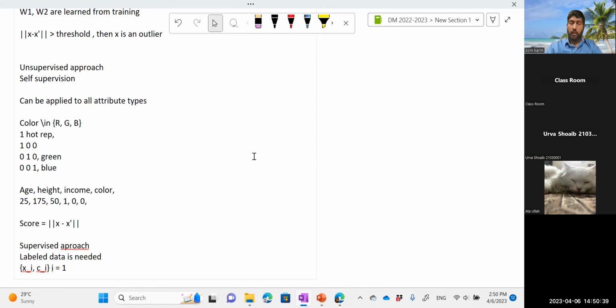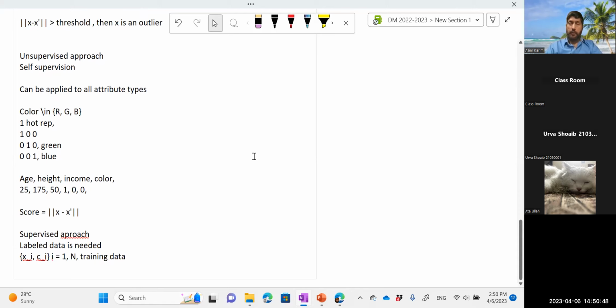ठीक है, i equal to 1 to n. So this is our training data. You need to have a training data. For example, x could be any object of interest. For example, customers को आपने देखना है कौन से customers are outlying customers. तो x would be representation of customers, और c जो होगा हर customer के against आपने बताया हुआ है कि ये outlier है कि नहीं है. So it's a binary classification problem. C would be binary, x is the input.